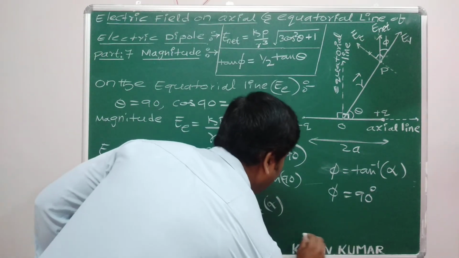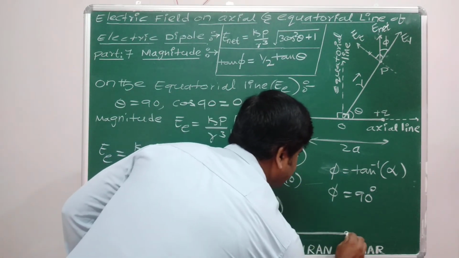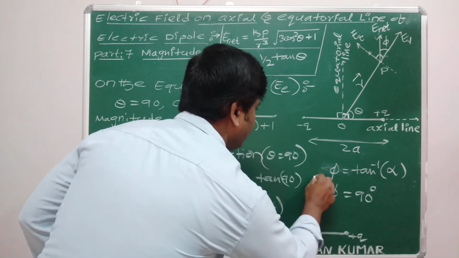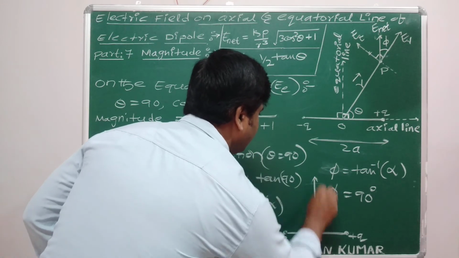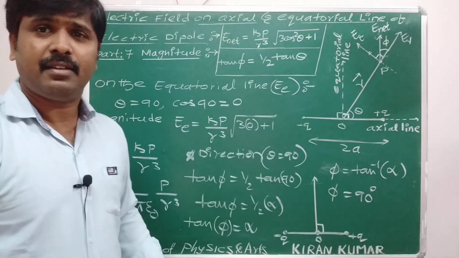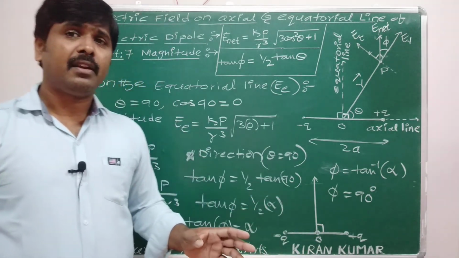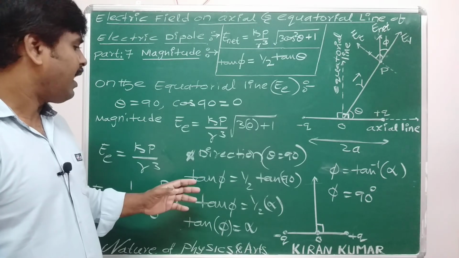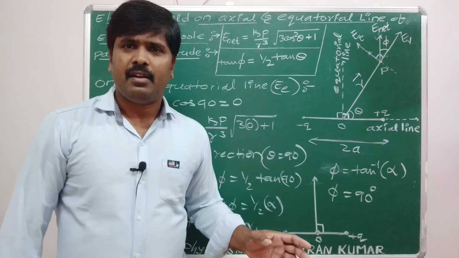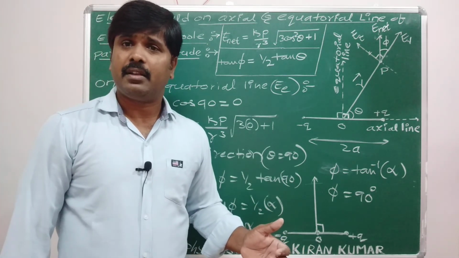So this is the electric dipole, with the negative charge, the positive charge, and the center of the dipole. This is the equatorial line which is perpendicular to the axial line. Now we clearly got the electric field intensity on the axial line and on the equatorial line. Okay, thank you. I will continue with another chapter.